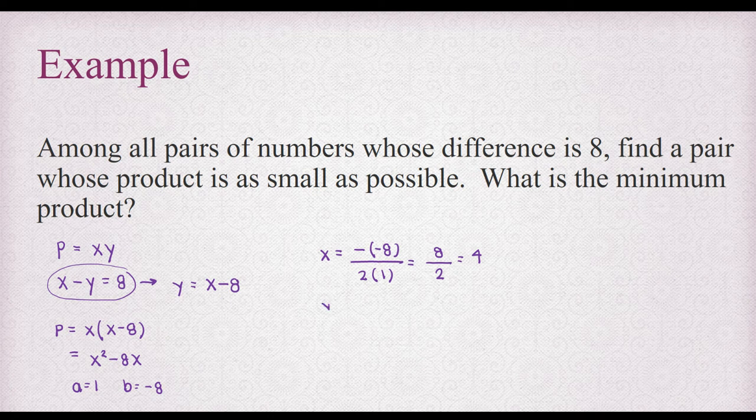Then I can find y by going back and saying, okay, that's 4 minus 8. I substituted that in and got y to be -4. Now that I know what x and y are, it's asking what is the minimum product. Well, product means I'm multiplying them. So 4 times -4 is going to give me my answer. It looks like -16 is that answer.